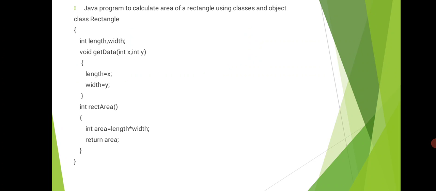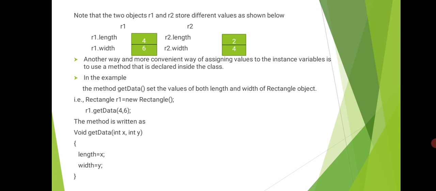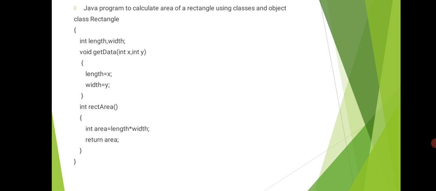Okay, so we are declaring two variables, length and width, and void getData having two arguments, int x and int y. X and y are the arguments. When you are calling the method, at that time you are sending some values. These values are assigned to these instance variables. Inside the method getData, int x and y, let the values be 4 and 6. So I sent 4 and 6. 4 is assigned to x and 6 is assigned to y. So the 4 value is assigned to length, that is the Rectangle variable.